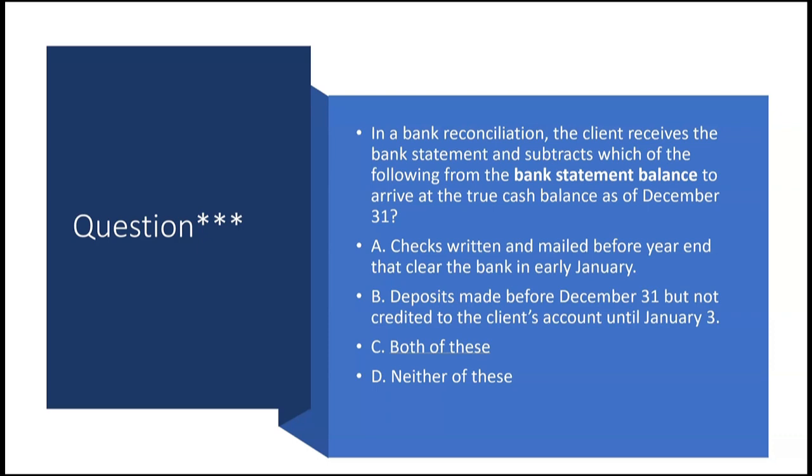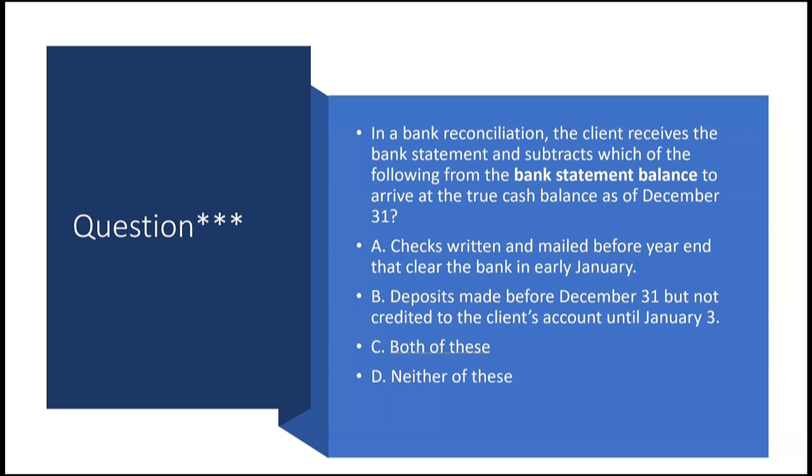Letter A, checks written and mailed before year end that clear the bank in early January. Yeah, those are outstanding checks in December, and we know about it, but the bank statement balance doesn't have it on there, so we would have to subtract it from the bank statement balance. So letter A looks good.